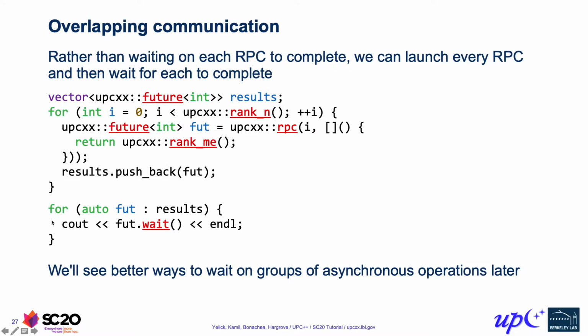What we're doing instead is afterwards we'll go through our vector and wait on each individual operation, each individual future, to ensure that each operation is completed. So this is just illustrating overlapping by being able to launch multiple asynchronous operations that can actually execute concurrently. But we'll actually see that there are better ways of waiting on groups of asynchronous operations. Normally speaking, we wouldn't actually construct a vector of multiple futures, except in rare cases.